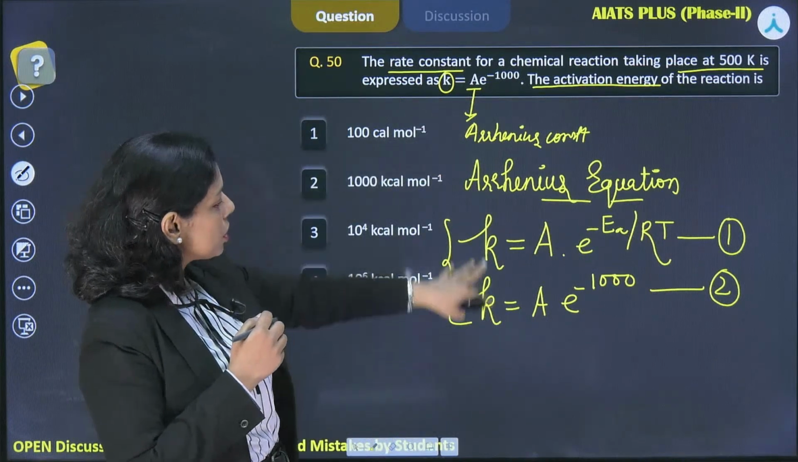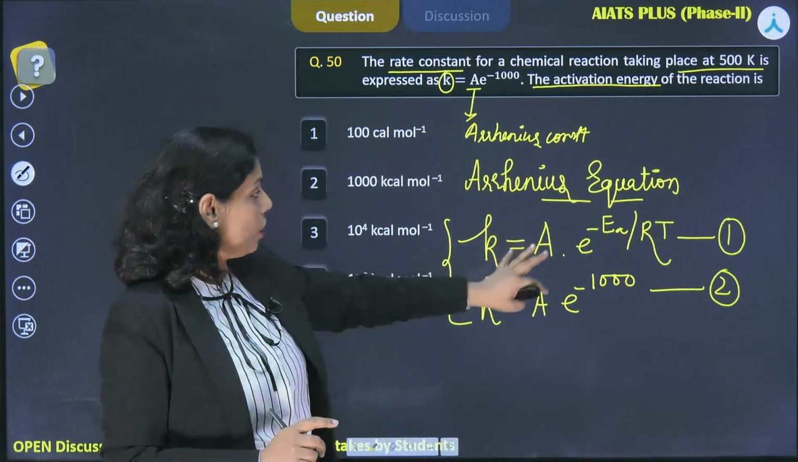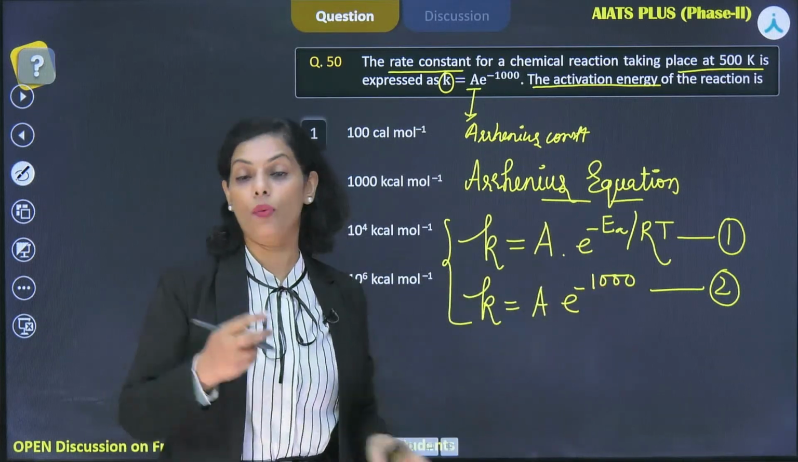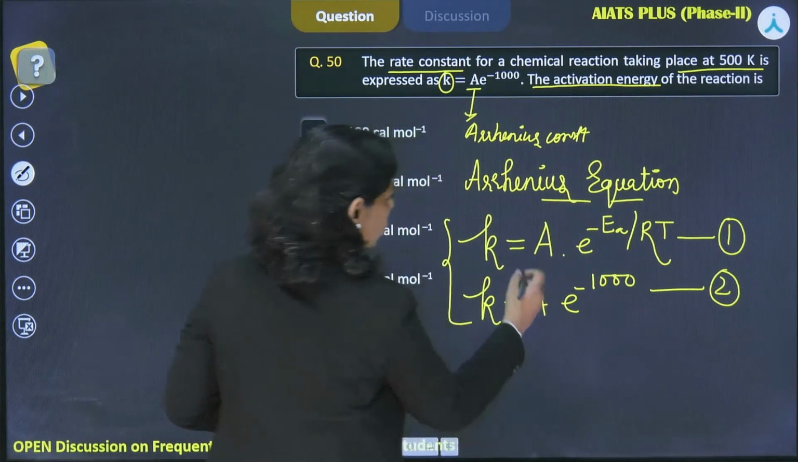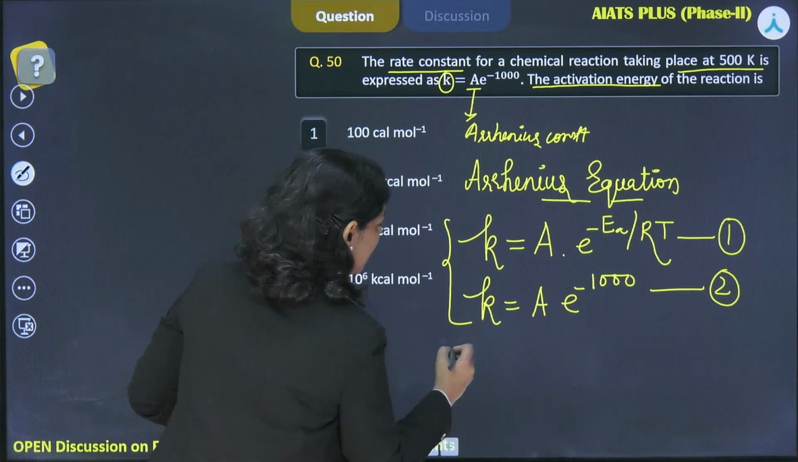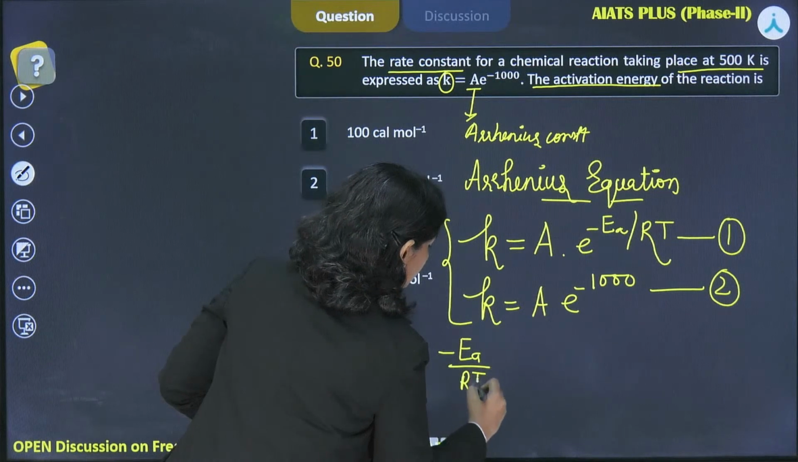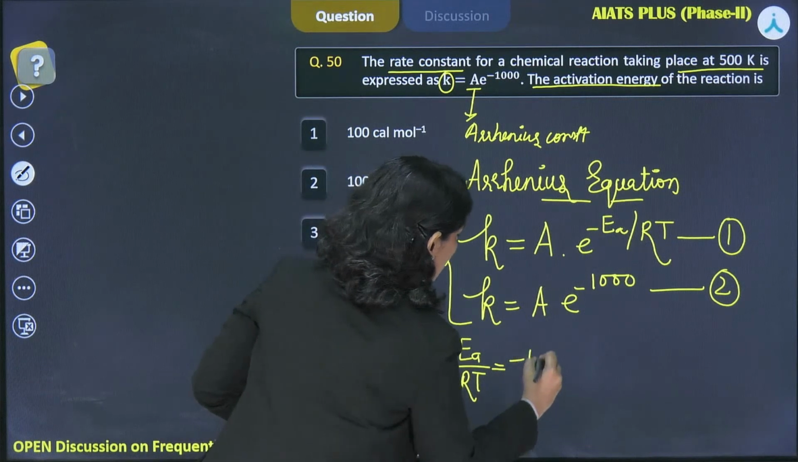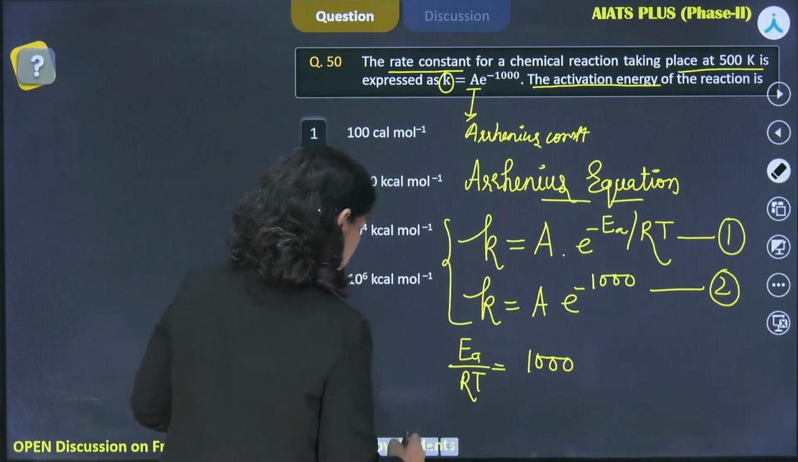So the K value is given and I have just compared the two equations. One is the given one and the second which we know from the Arrhenius equation, right? So that I have just written here. If you compare these two, what I observe, see, if I divide the first equation by the second, then can I simply say that minus Ea by RT is equal to minus 1000? Okay, let's erase this minus as well because it will cancel this way.